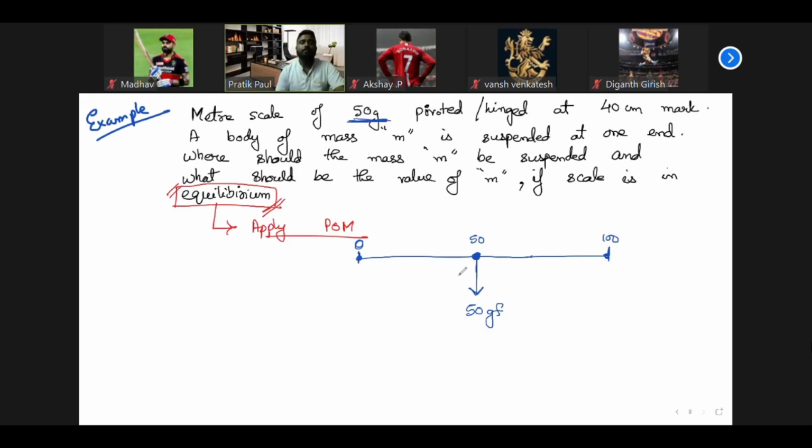Now, where is it pivoted? It is pivoted at the 40 centimeter mark. Whenever you have the word mark in the question, it means the exact location or exact position. Mark always indicates the exact position.